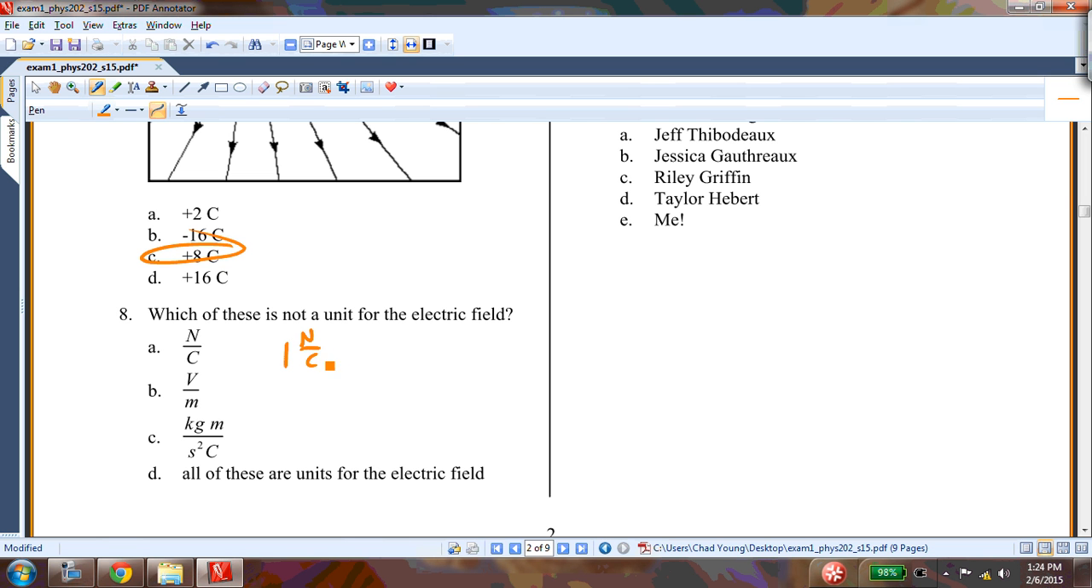Which of these is not a unit for the electric field? Electric field is a Newton per coulomb. That's also a volt per meter. But also, a Newton per coulomb is a kilogram meter per second squared over coulombs. So that's also this. So all of these are units. So D is the right answer. All of those are units.